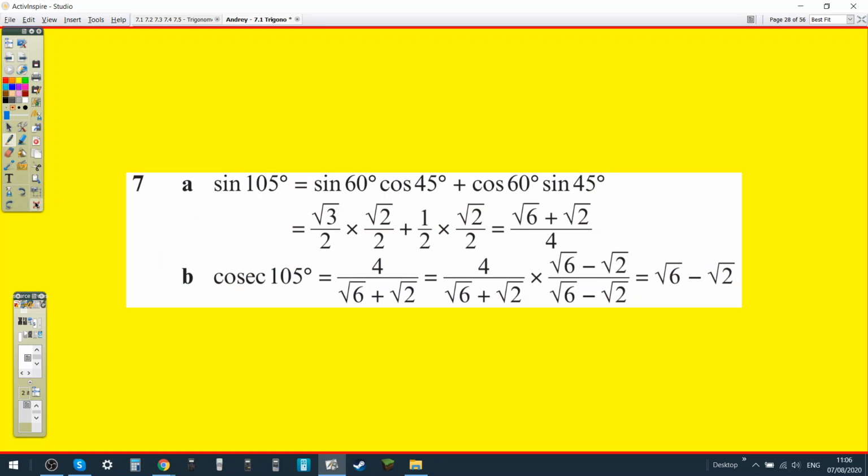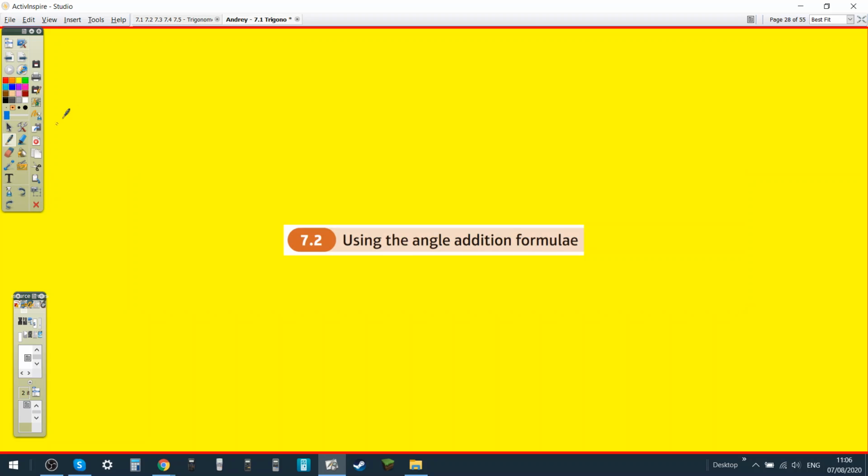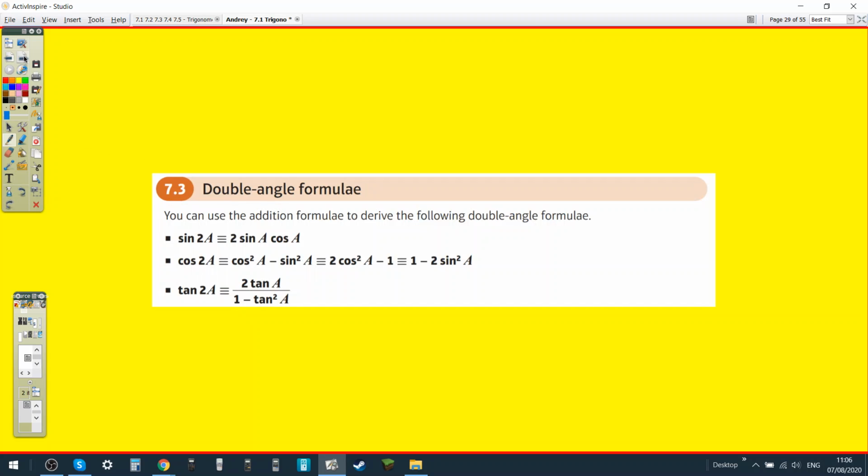Okay, addition angle formulae. Grand. Okay, double angle formulae. What's this thing about?